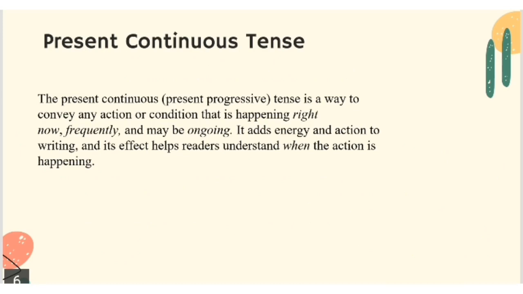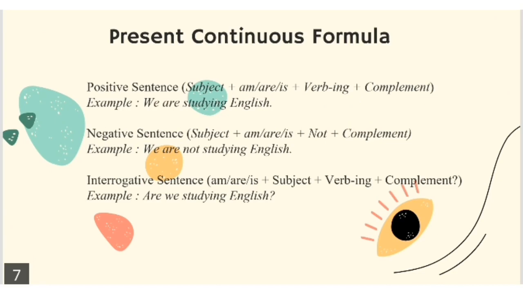So for the second one, there is present continuous tense. The present continuous or present progressive tense is a way to convey any action or condition that is happening right now, frequently, and maybe ongoing. It adds energy and action to writing, and its effect helps readers understand when the action is happening. So here is the formula of present continuous tense.